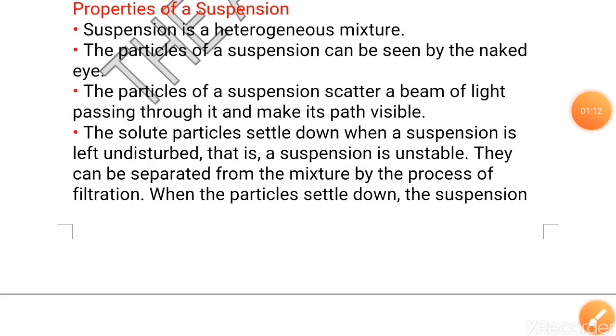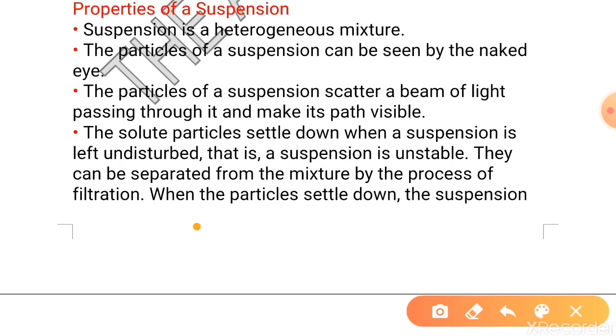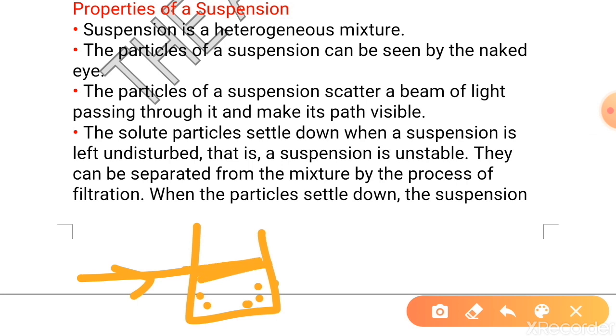Now, the particles of a suspension scatter a beam of light passing through it and make its path visible. It means that if we take a suspension in a container and pass a beam of light through it, then by observing from the side we can see this light in the mixture, and when this light leaves the mixture, it will be seen a little bit scattered this way.